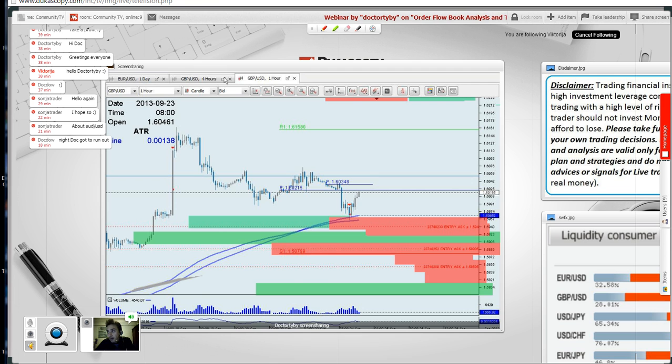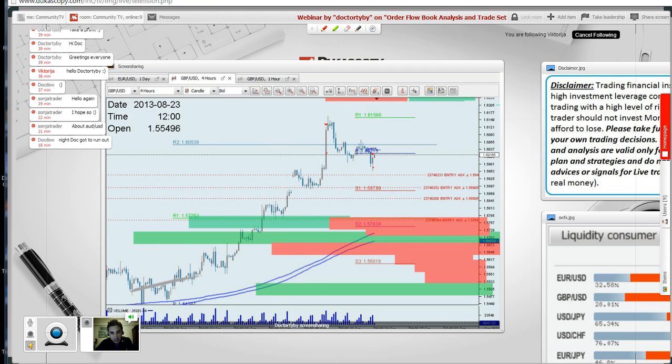If we look back on the 4 hours, you can see that the first important support is standing around 1.5770, around here, 1.5770. Don't take into consideration this order flow book is for the 1 hour chart. So here would be a very important support.